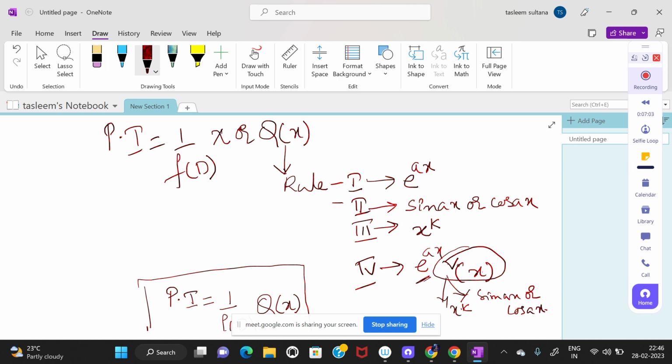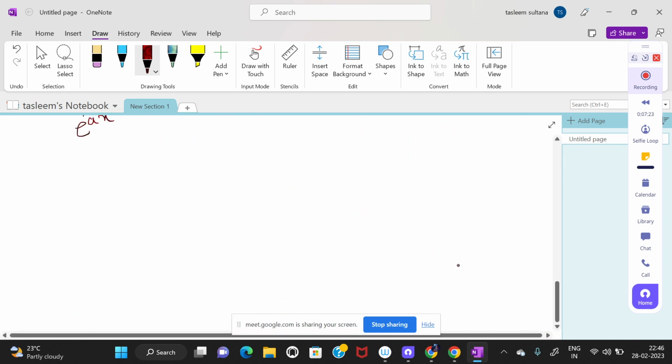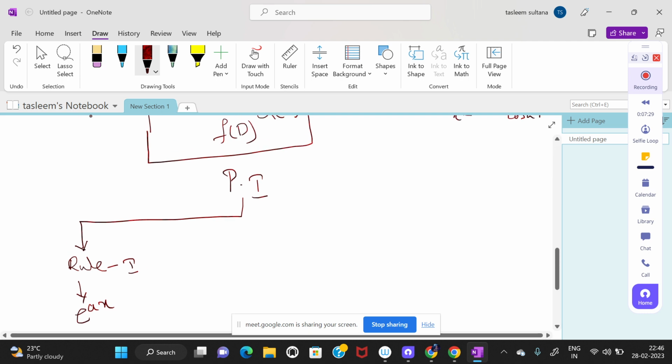Ma'am, but where did that x come from? That Q of x is for the non-homogeneous equation which you are going to solve. Suppose your question is going to be framed in this way: find the PI. Ma'am, is it the same x which you have written? Yes, it's the same.